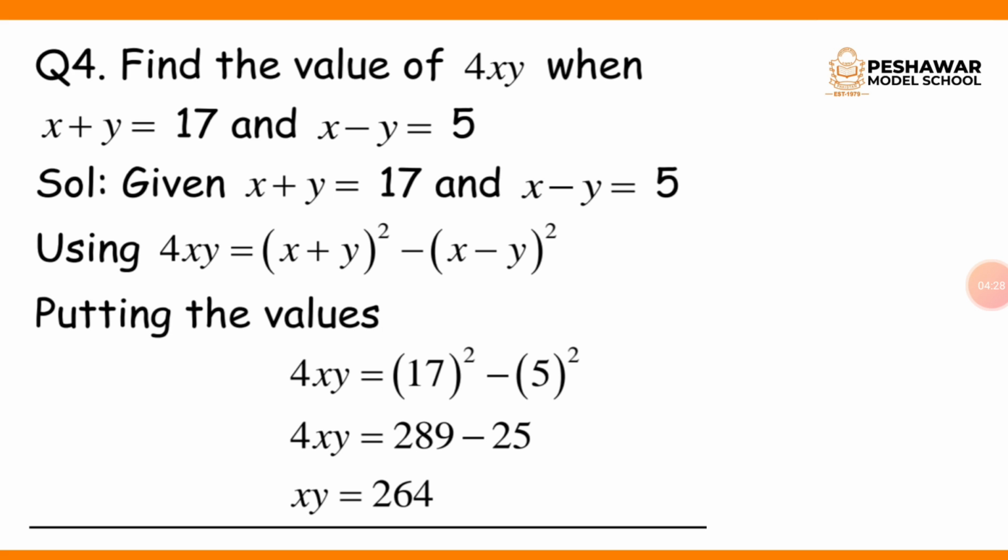17 is the value of x plus y and 5 is the value of x minus y. 17 square is 289 minus 5 square is 25. So subtract both, we get 264.